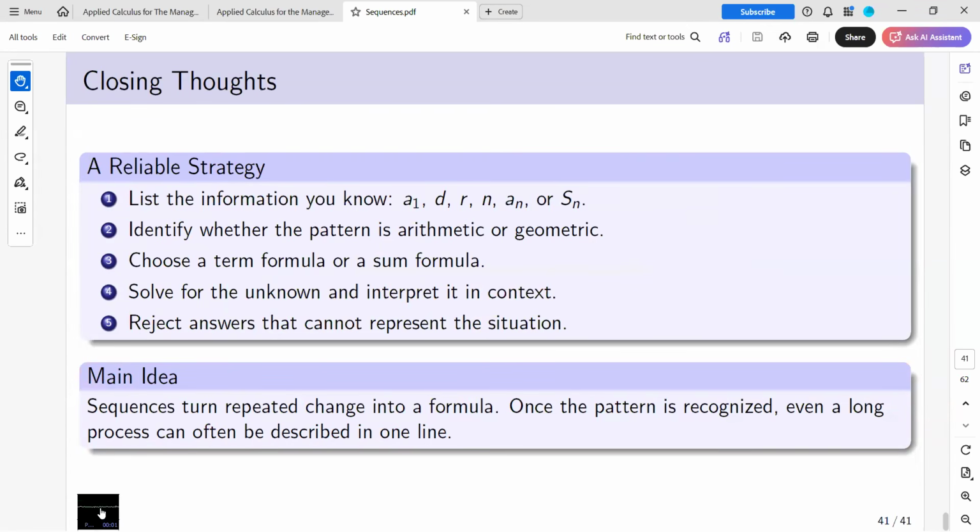Approach each problem systematically. Identify the known values, choose the model, select the correct formula, and interpret the result. The goal is not to memorize isolated tricks, but to recognize repeated structure. Once the pattern is visible, the sequence usually stops pretending to be mysterious.